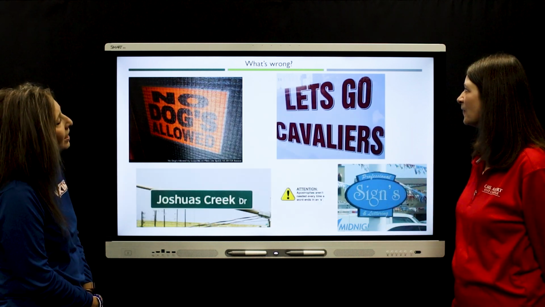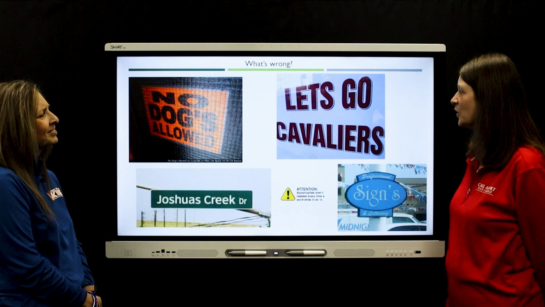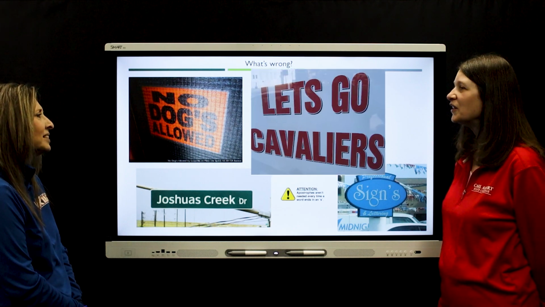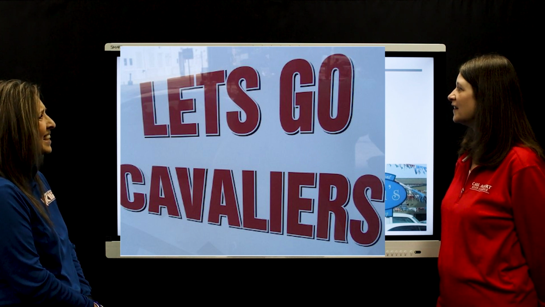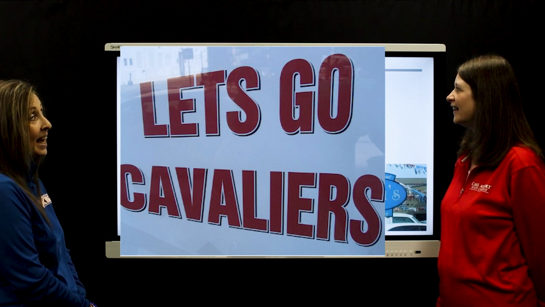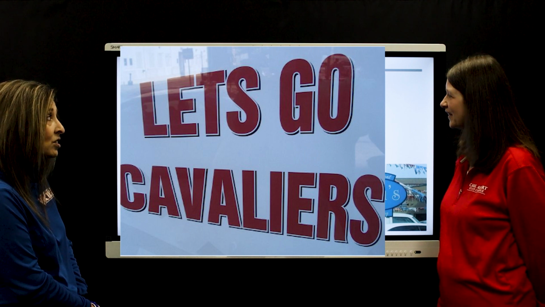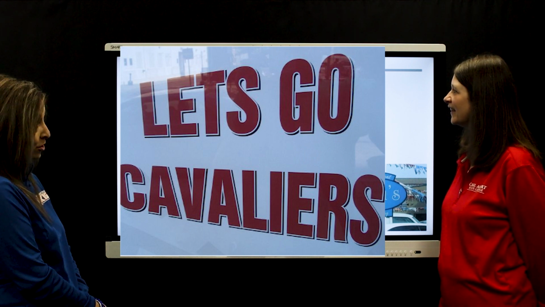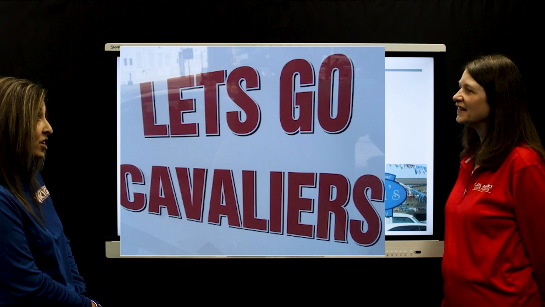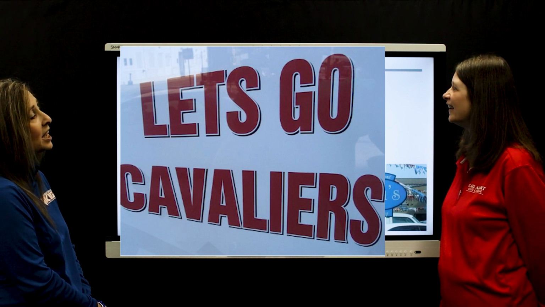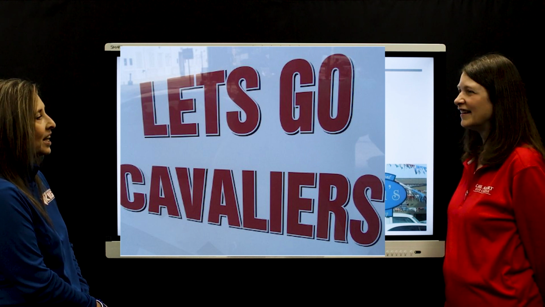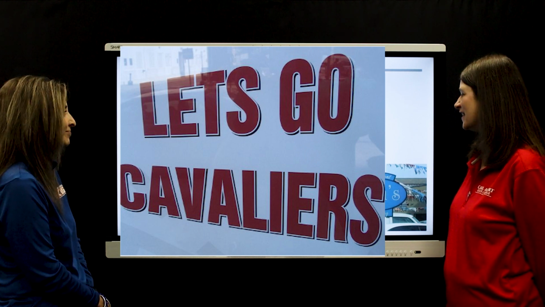Okay. Let's see this next one. What are you going to do with that? Let's go Cavaliers. Well, so they're cheering on their team, but it can't just be "lets." I think they mean let us go Cavaliers. Yes. And so in that case, we're forming a contraction, popping the U out and placing the apostrophe. So it needs to be L-E-T apostrophe S. Let's go Cavaliers. Nicely done.